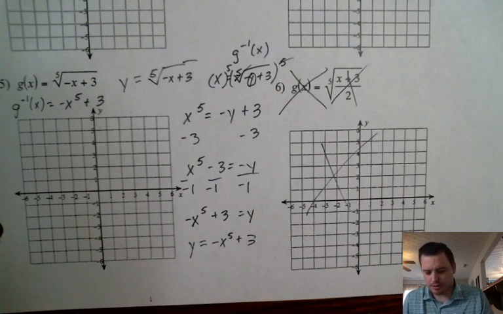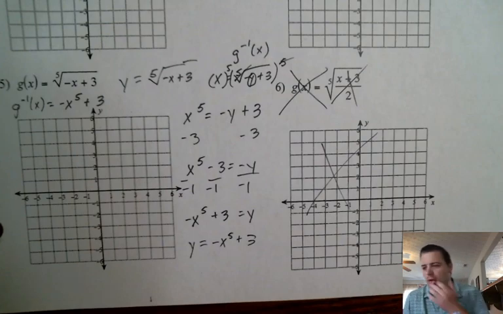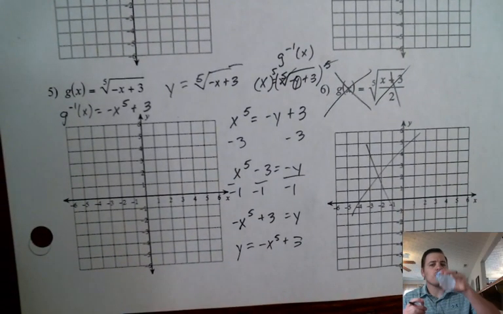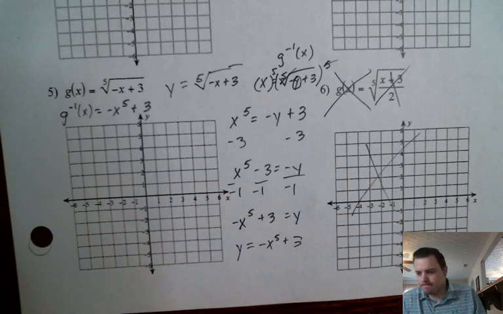Can someone confirm that that's the right answer there, negative x to the fifth? Or I guess I can look on the back, hold on. Negative x to the fifth, yeah, okay, cool. Negative x to the fifth plus 3. Okay, cool, yeah, very good.